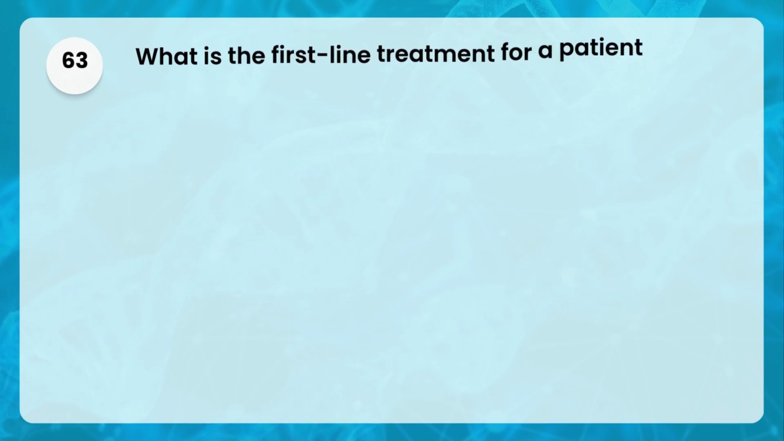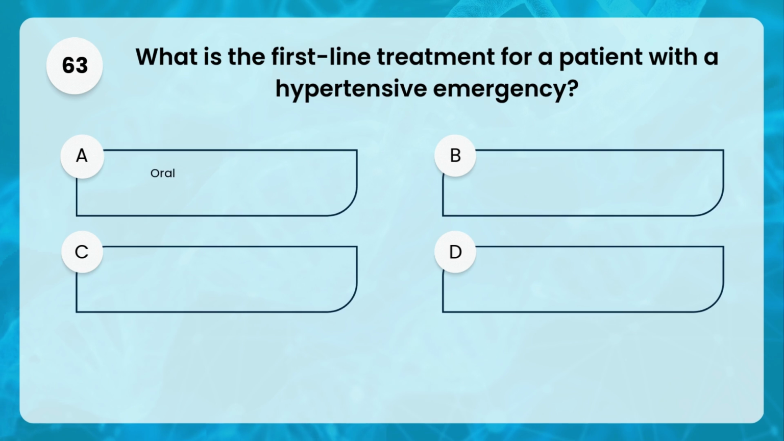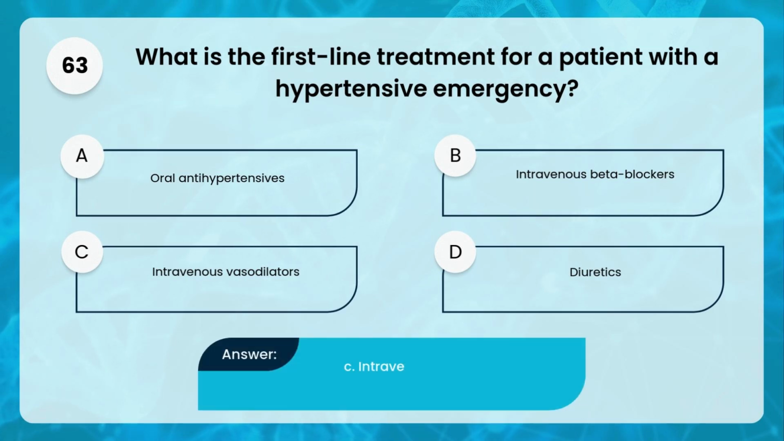Number 63. What is the first-line treatment for a patient with hypertensive emergency? A. Oral antihypertensives. B. Intravenous beta blockers. C. Intravenous vasodilators. Or D. Diuretics? The answer is C. Intravenous vasodilators.